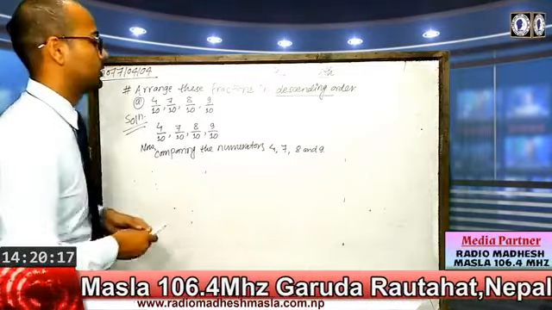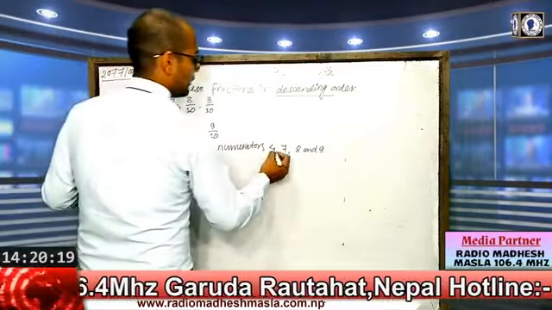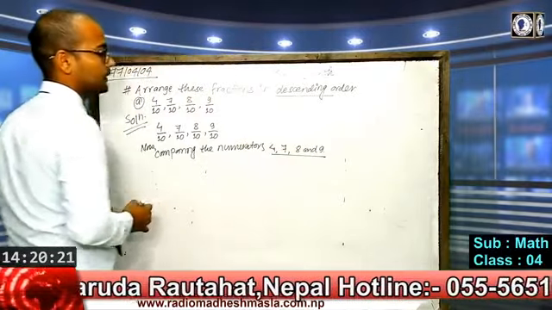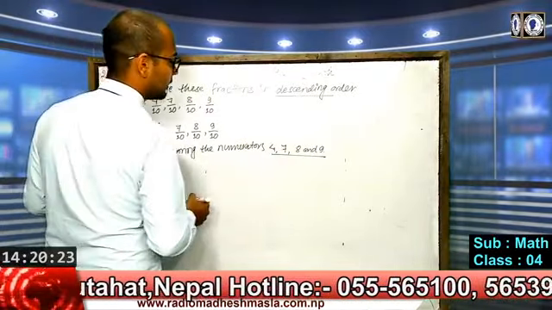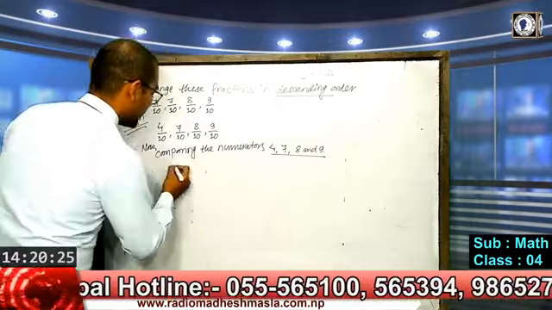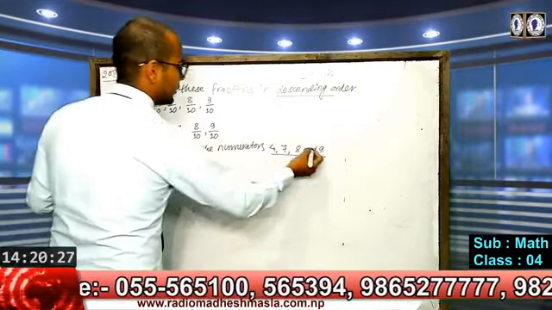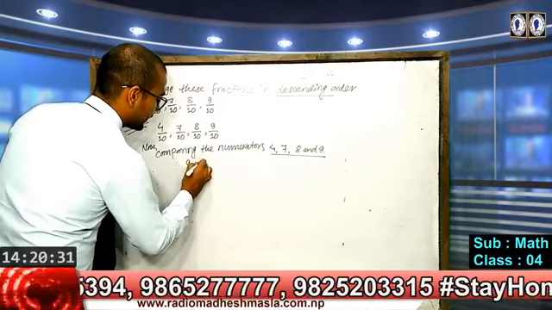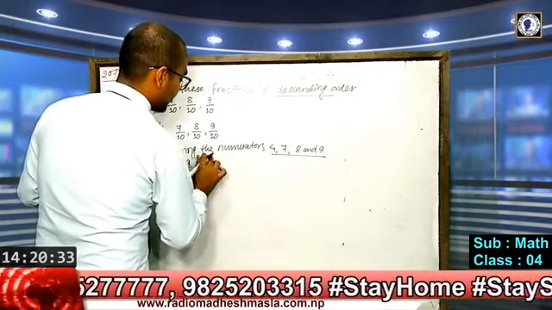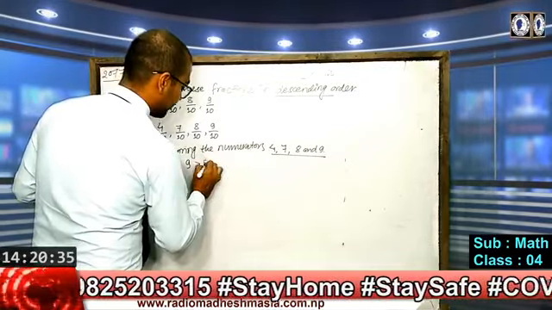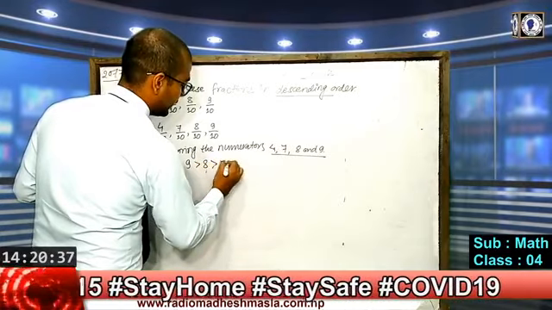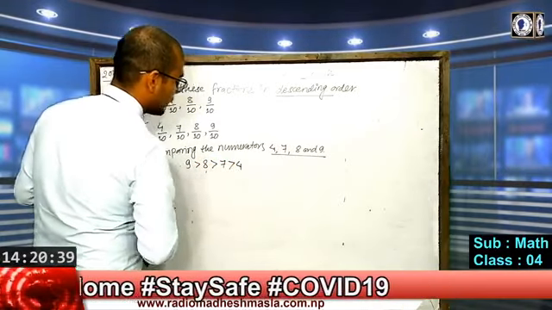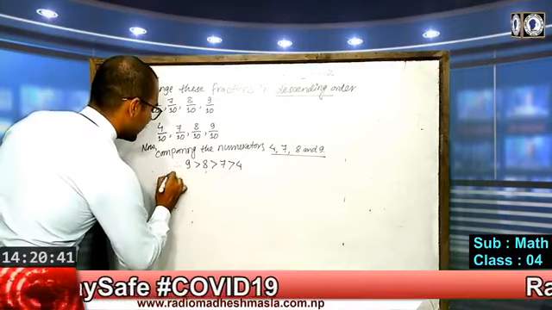Yes, so we should here first select which one number is the greatest from these 4 numbers. So we can find easily that 9 is the greatest among these 4 numbers. So therefore 9 is greater than 8, than 7, than 4. Yes, so in this way we can solve it.